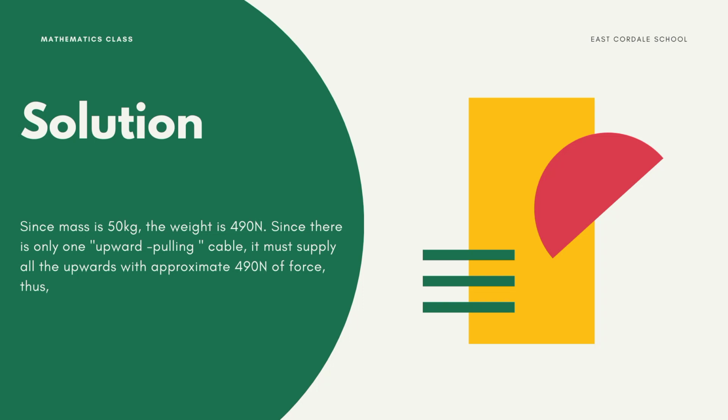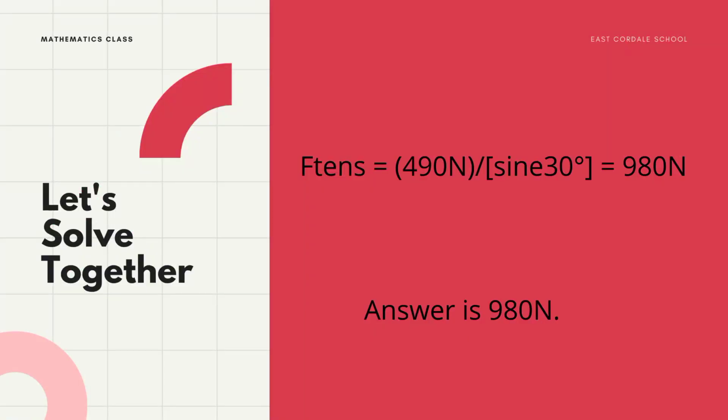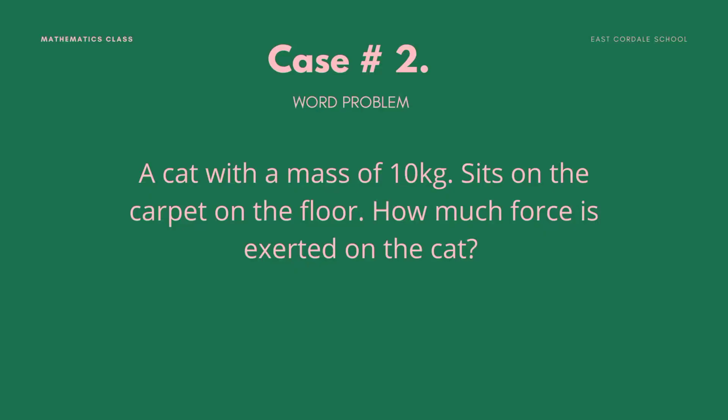Now let's find the tension. Solution: since the mass is 50 kg, the weight is 490 Newton. Since there is only one upward pulling cable, it must supply all the upward force of approximately 490 Newton. Thus, the tension force is equal to 490 Newton divided by sin 30 degrees, which is 980 Newton. So the answer is the tension in the diagonal cable that supports its weight is 980 Newton.